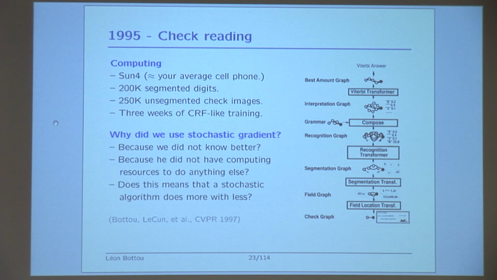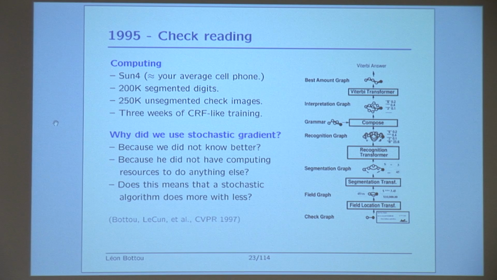And we have about 200,000 segmented digits and about 250,000 unsegmented check images. And the training algorithm is kind of CRF-like. That's actually, the inspiration was the LVQ2 that I described. So basically, you have a lot of choices to make, like field segmentation, recognition, how you apply the grammar. And you compare two things: the set of decisions that have the best overall score, and the set of decisions that have the best score, but only among the set of correct decisions. And you try to make these scores equal.